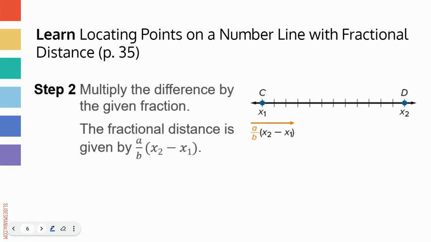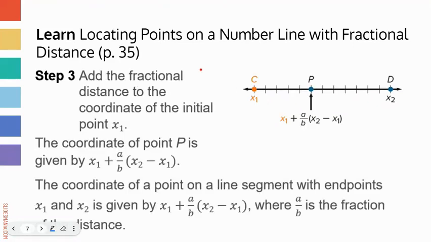Step 2, we multiply the difference by the given fraction in the problem. The fractional distance is given by a over b times the quantity x2 minus x1. And then step 3, add the fractional distance to the coordinate of the initial point. So this is the formula that we are going to use to find that coordinate.